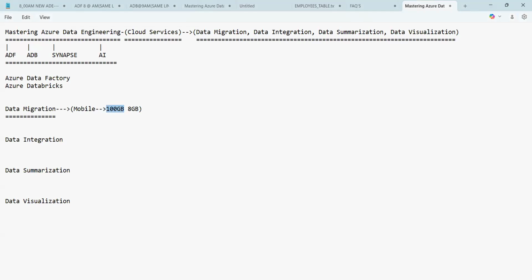You can store up to what, guys? 100 GB of data. And this data, you can process it by using what? That means the RAM speed is what? 8 GB is the RAM speed.